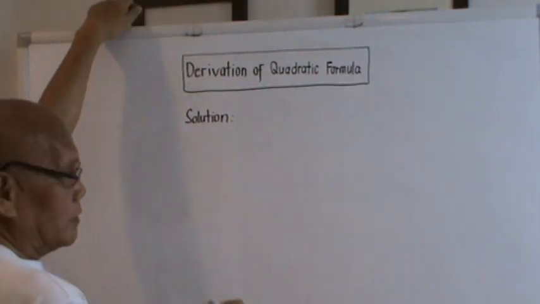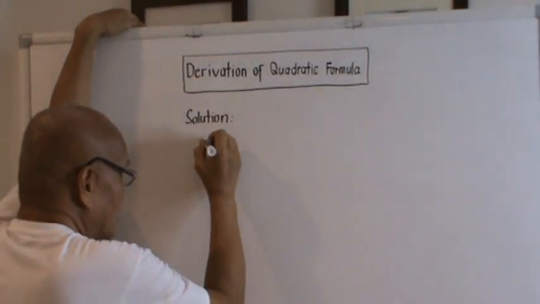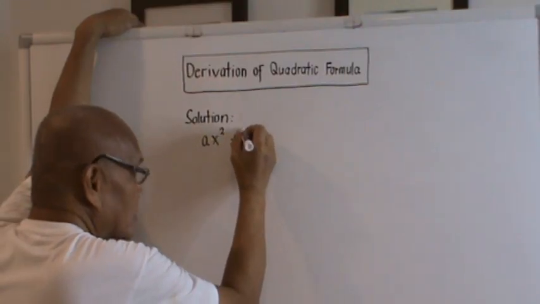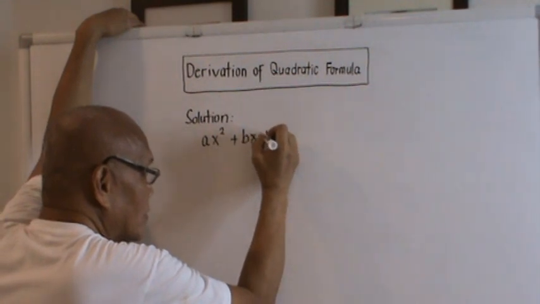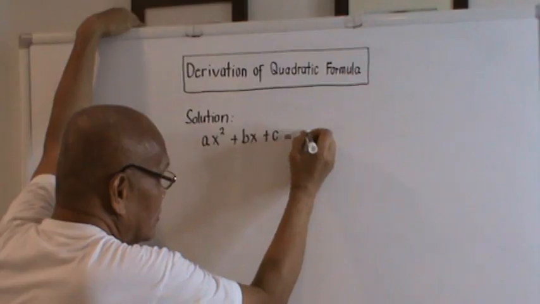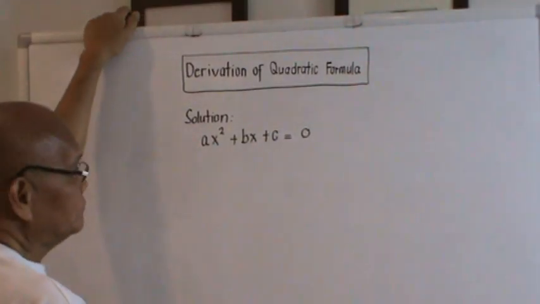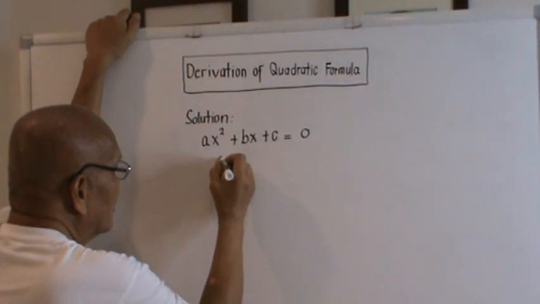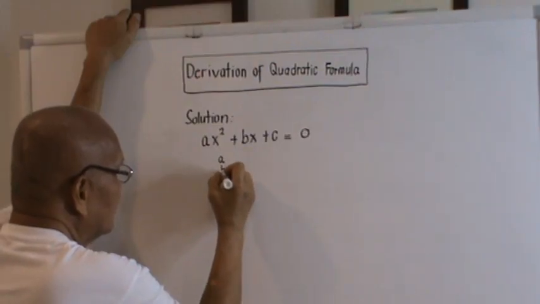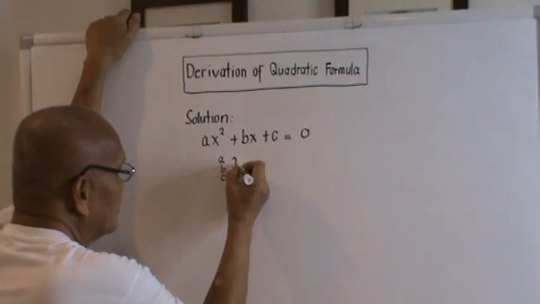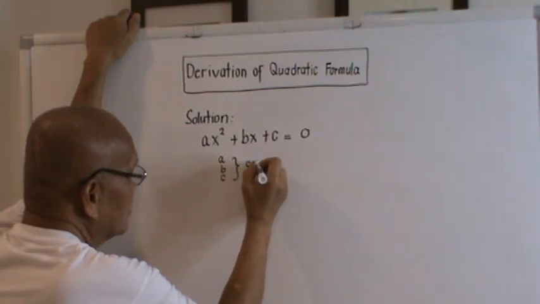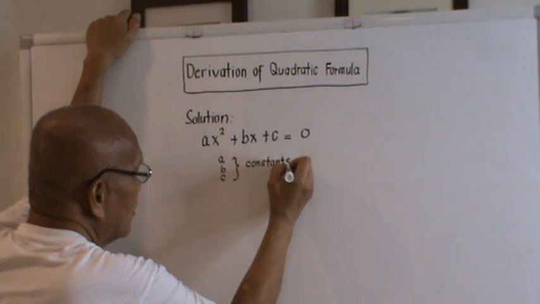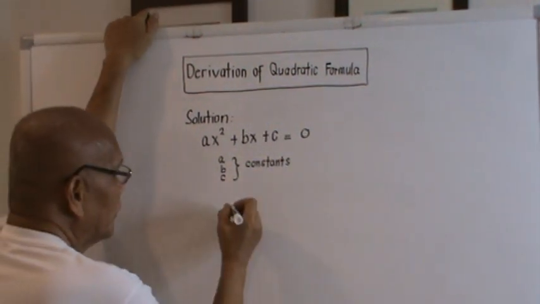The form of a quadratic equation in algebra is given by this equation here: ax squared plus bx plus c is equal to 0. a, b, and c are all constants. And the unknown here is actually x.